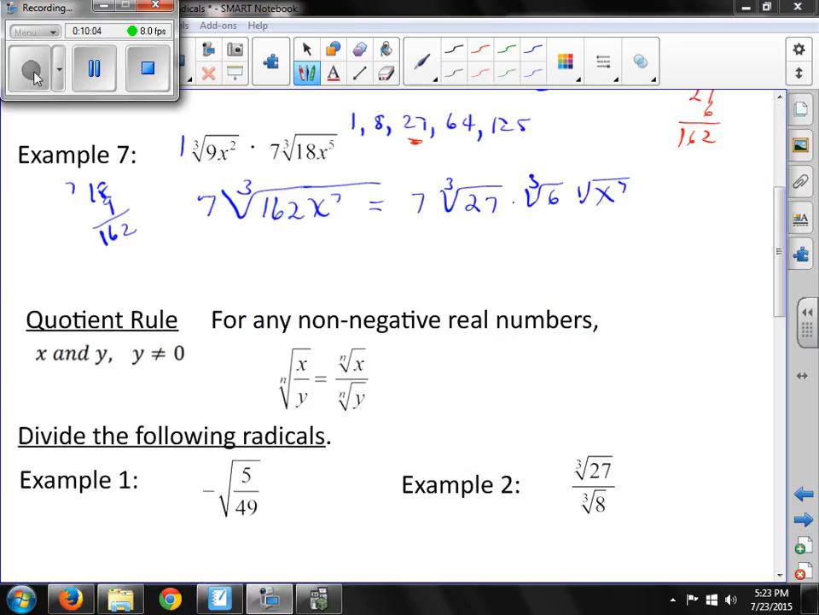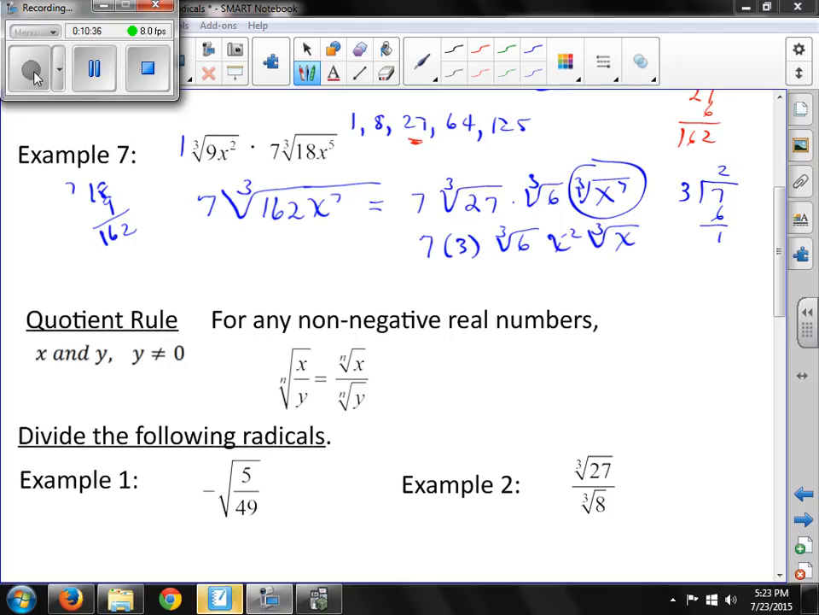So now I'm going to simplify this. 7 times the cube root of 27 is 3. The cube root of 6 won't break down, but the cube root of x to the 7th, let's see, 3 goes into 7 twice. 3 times 2 is 6, so there's 1 left over, which means this turns into x squared cube root of x.